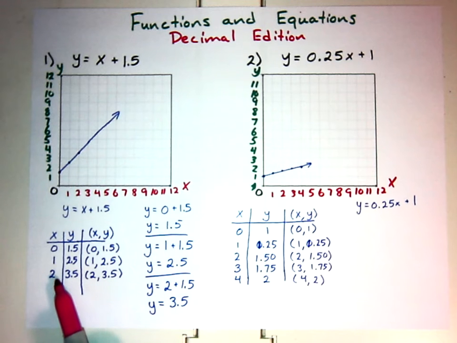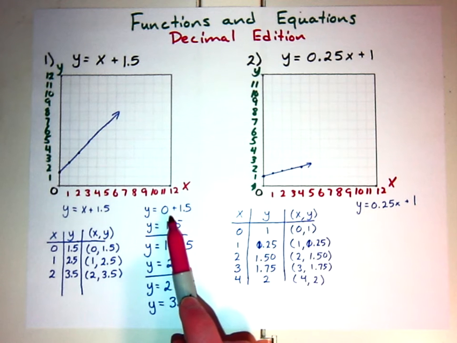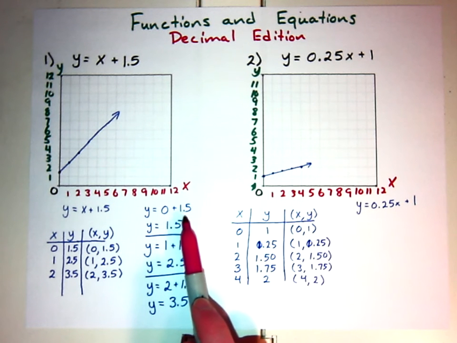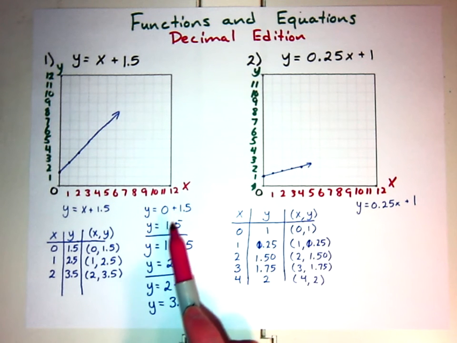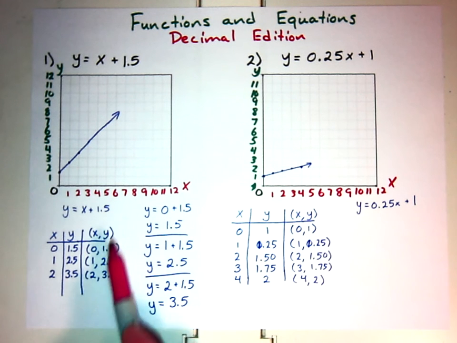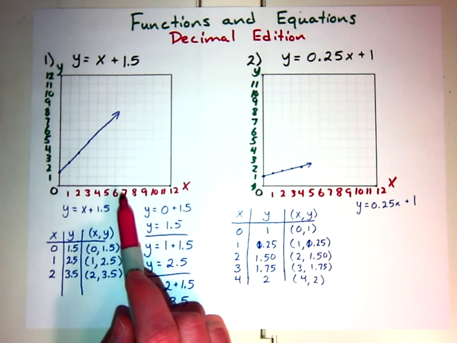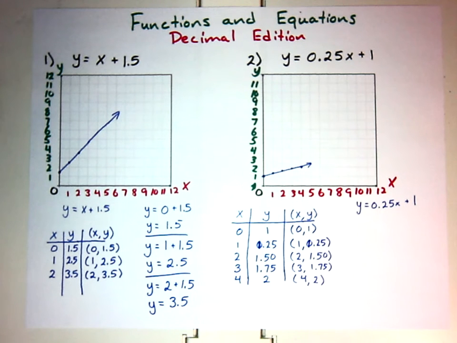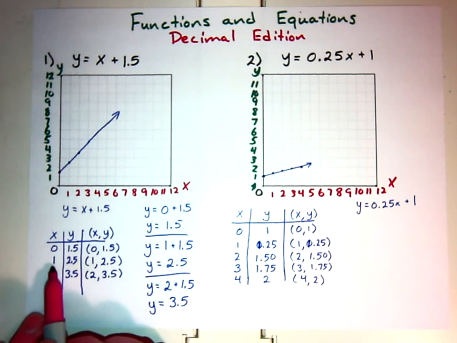Okay, so what I do is I plug them in. So if I'm testing x when it's 0, I plug in 0 for x and I get 0 plus 1.5. Well, that's going to equal 1.5. So I write that in for my y, and then in this third column of my table, I wrote the ordered pair. Remember, ordered pairs are x compared to y, because that's what our coordinate plane is going to track.